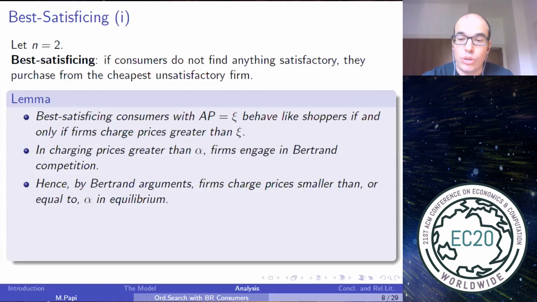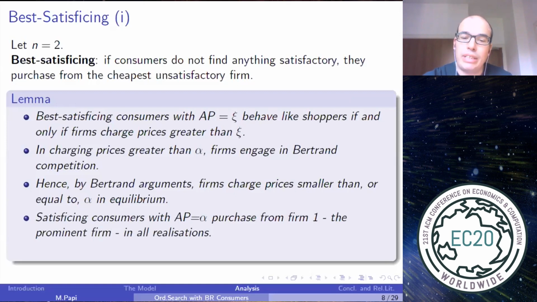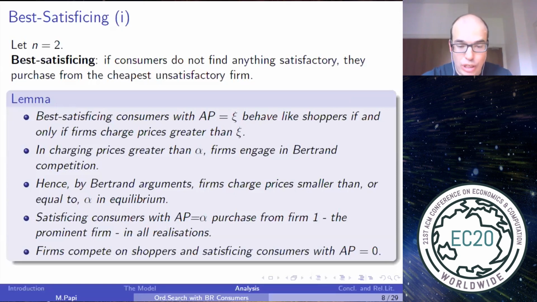But given that we are studying ordered search and consumers explore firms sequentially, this implies that the satisficing consumers with a high aspiration price equal to alpha will purchase from firm one, the prominent firm, in all equilibrium realizations, implying that the two firms, firm one and firm two, will compete only for shoppers, or if you like, fully rational consumers, and satisficing consumers with a low aspiration price. Now, these observations, along with a few other more technical ones, lead to the following result.